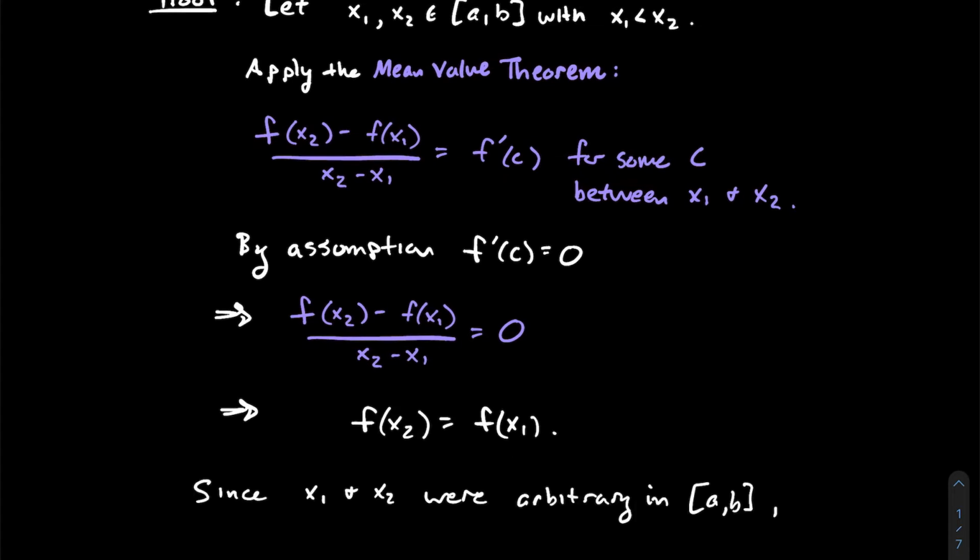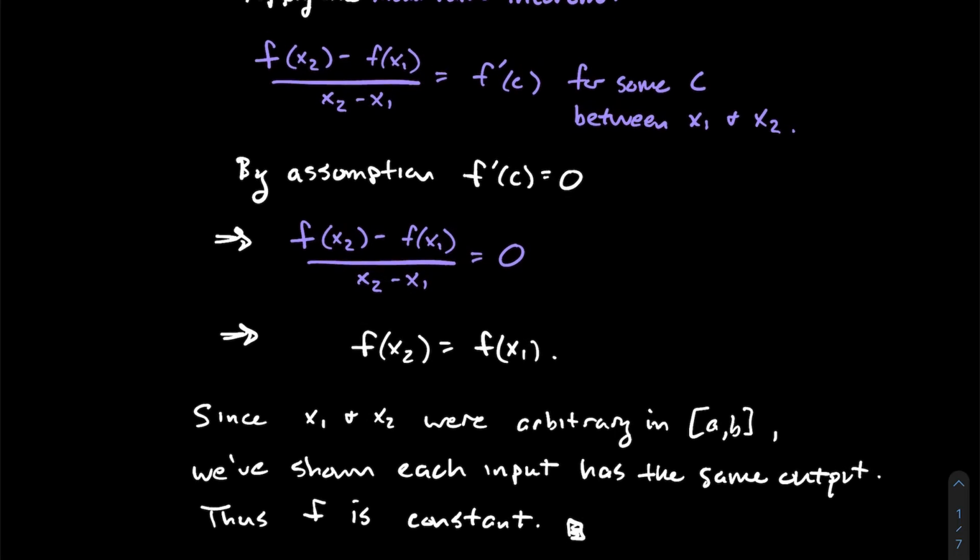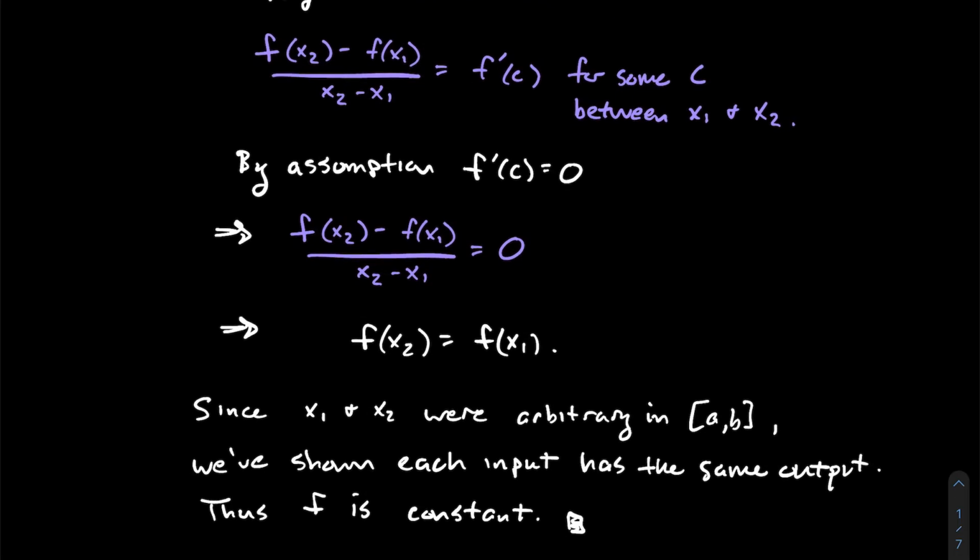And if we stop for a moment and think about the fact that x1 and x2 were just two arbitrary numbers between a and b, or somewhere in that interval, could be a and b themselves as well, what we've done is we've shown that each input in that interval has the same output. So of course that means that our function is constant, right? Every input has exactly the same output.